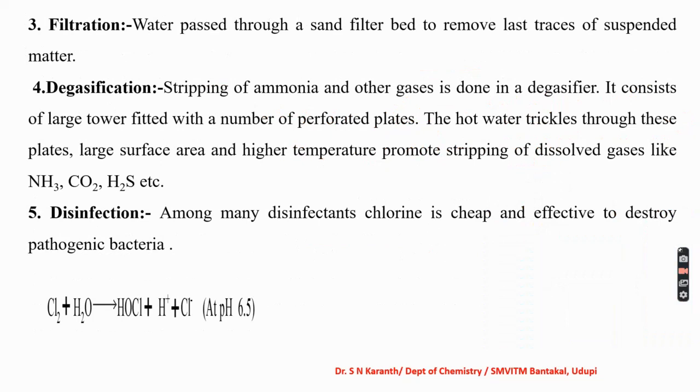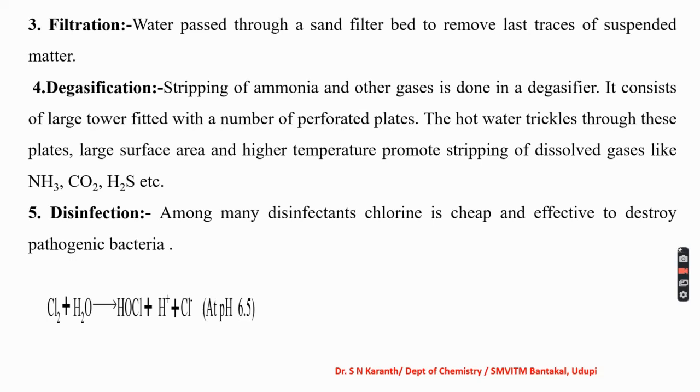Water is passed through a filter bed to remove the last traces of suspended matter. We may introduce a conventional sand filter bed. A conventional sand filter bed consists of three layers: gravel, coarse particles, and the top layer, which is fine sand bed. When we pass the water, the floating objects are retained on the fine sand bed, and the water which is free from these small particles is collected at the bottom of the filtration chamber.